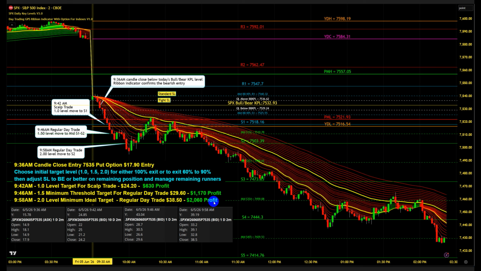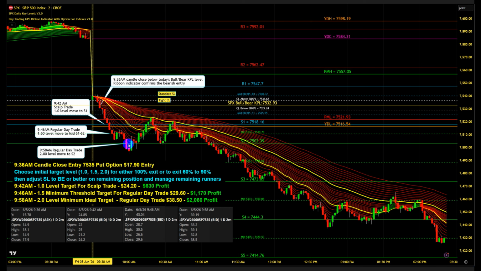The purpose of the framework is not to predict how far any individual move might extend. The purpose is to identify objective entry levels, define objective profit targets, manage risk according to predefined rules, and then react to price action as it develops throughout the trading session. In this example, the key levels provided the profit target framework, the ribbon indicator provided trend confirmation, and the trade was managed according to predefined rules rather than emotion, opinion, or prediction.